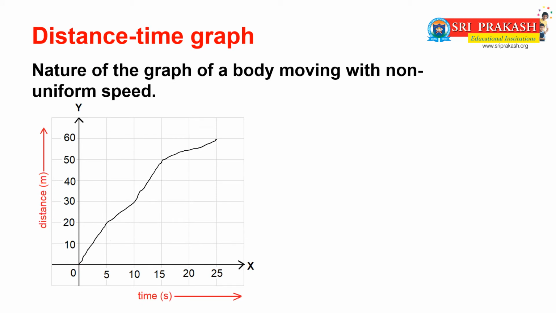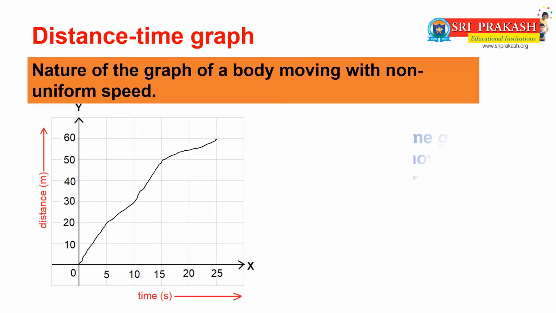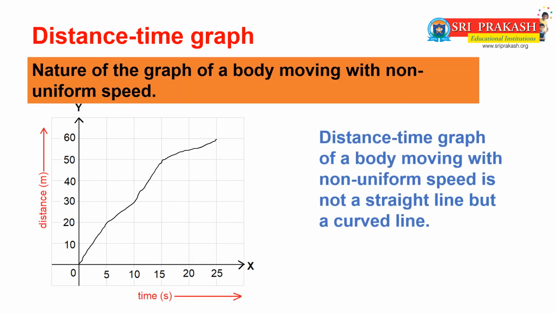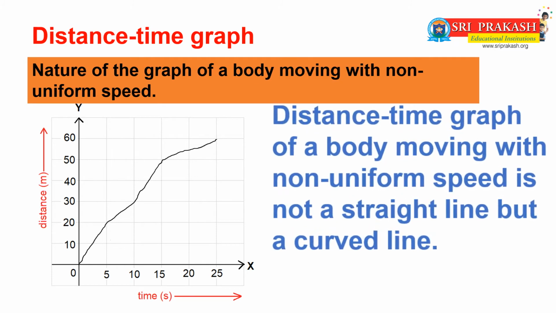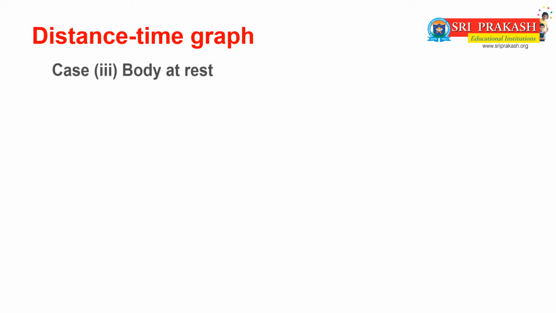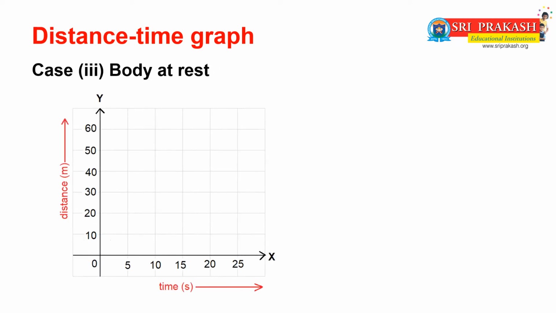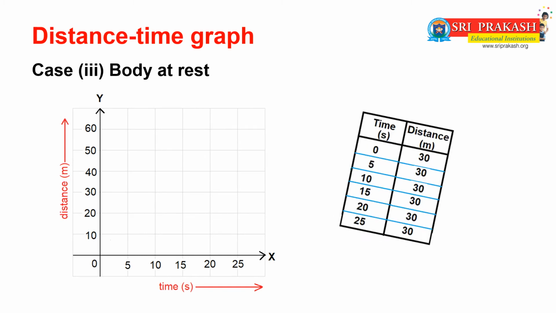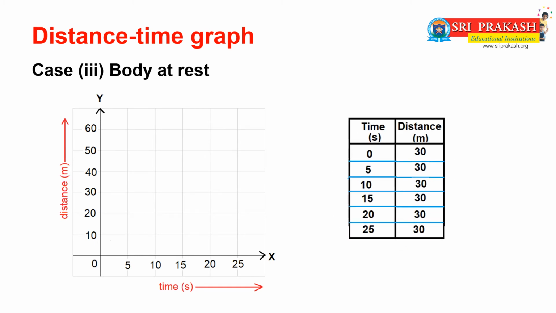Nature of the graph of a body moving with non-uniform speed. Distance time graph of a body moving with non-uniform speed is not a straight line but a curved line. Case 3. Body at rest. Let us plot the distance time graph for a body at rest from the information provided in the table.